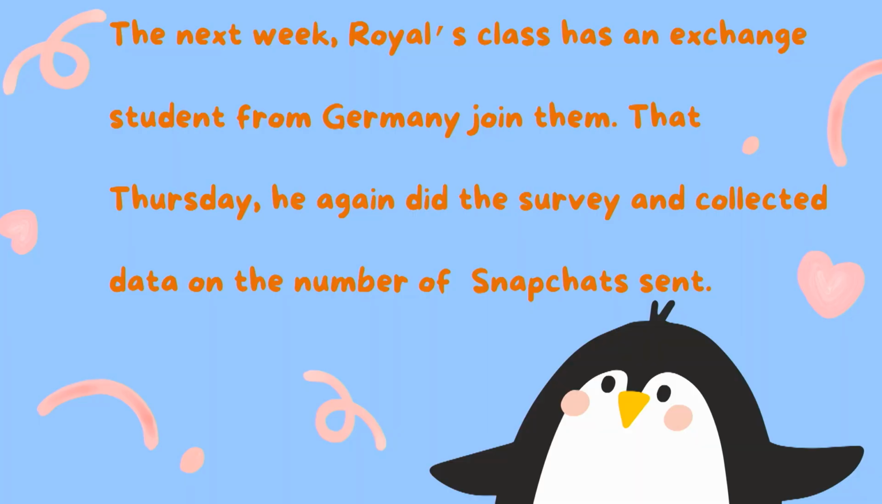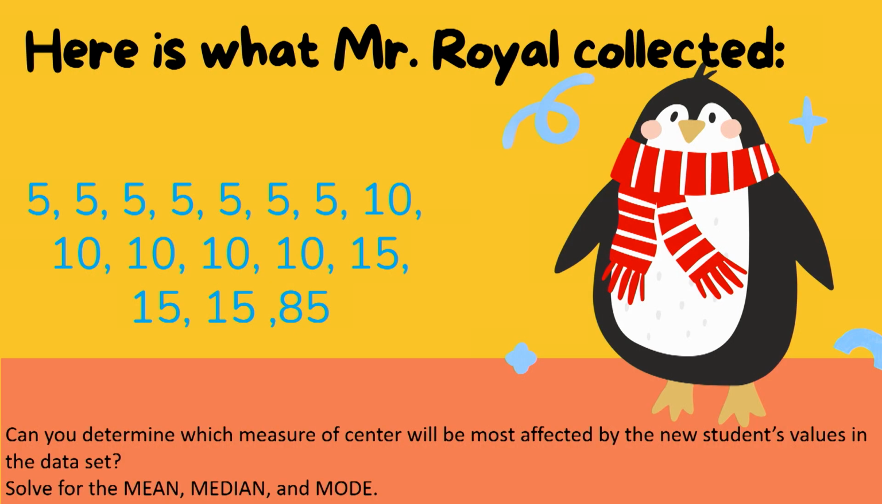So here we go. The next week, Mr. Royal's class has an exchange student from Germany join them. That Thursday, he again did the survey and collected data on the number of Snapchats sent. So here is what Mr. Royal collected. And again, we have the same data, but we've got something a little different. Now, apparently, our exchange student does a little bit more on Snapchat than the normal class did. So can you determine which measure of center will be most affected by the new student's values in the data set? Okay, so again, we want to look at mean, median, and mode.